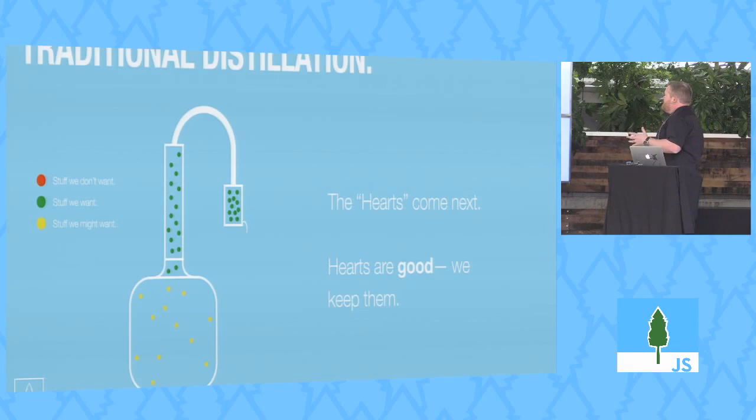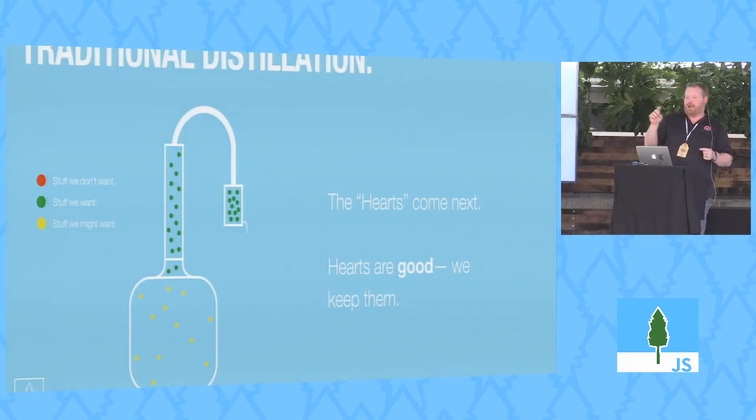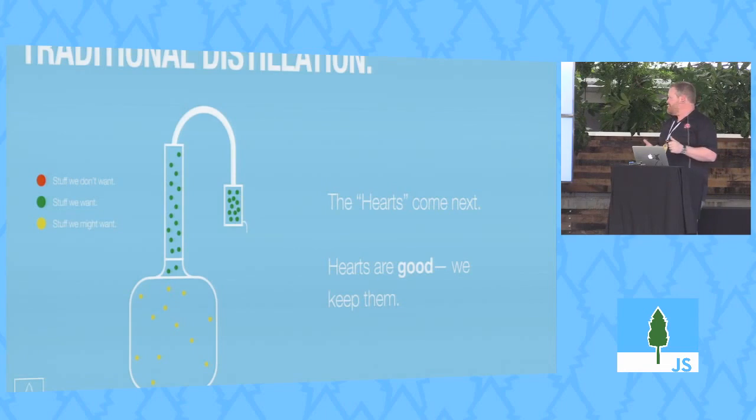Once that's done, then we get into what we call the hearts. This is the good stuff. This is the ethanol. This has a slightly higher boiling point than the heads. And when those come off, this is good. We want to keep the hearts. This is the part that we're in this for.